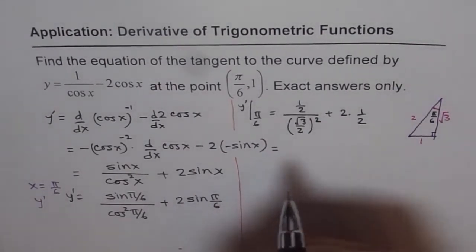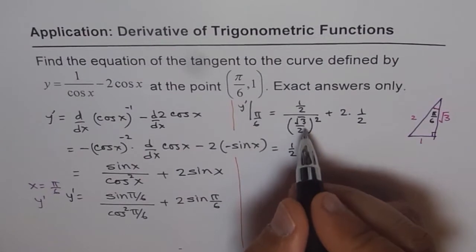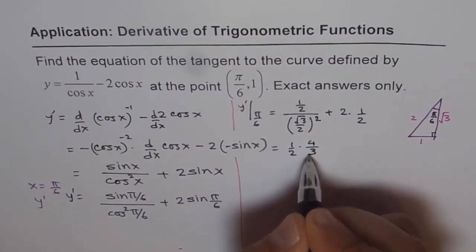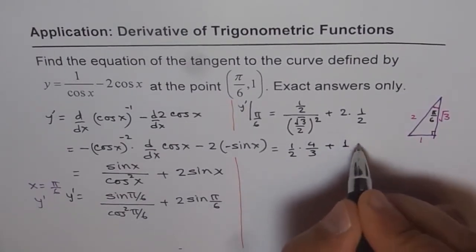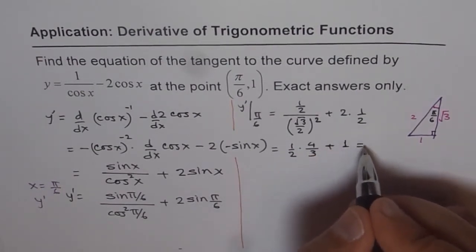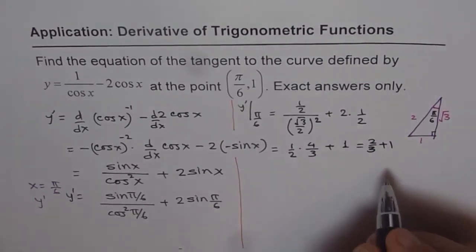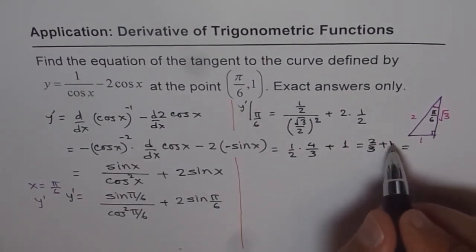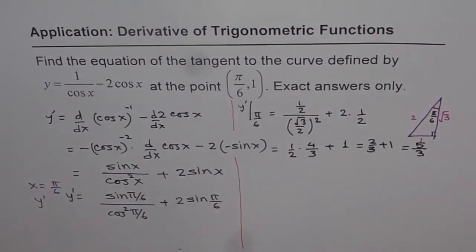So we can simplify this. We have a half here, and the square will be 3 over 4, which I can write as 4 over 3. Plus 2 divided by 2 is 1. So 4 over 3 times a half gives 2 over 3, plus 1. We take a common denominator of 3, so 2 plus 3 is 5. 5 over 3 is our slope.